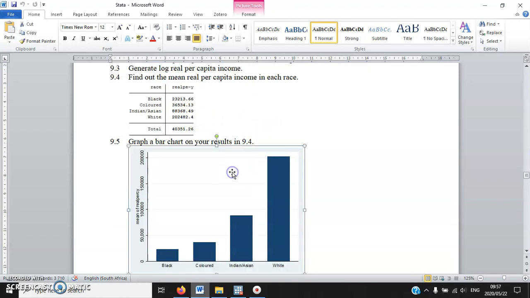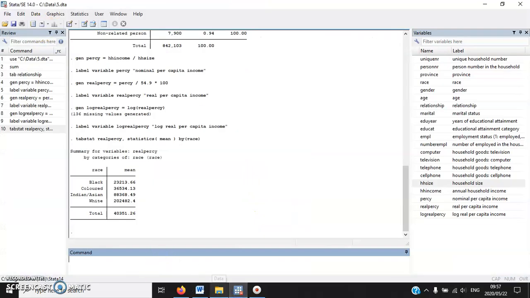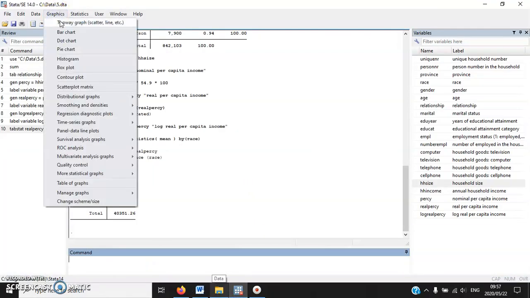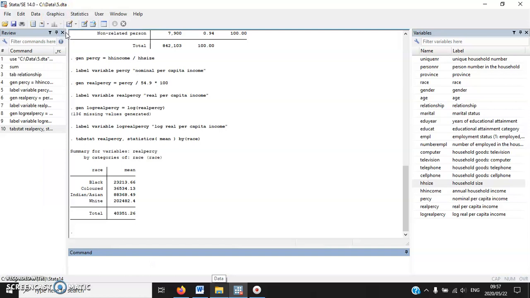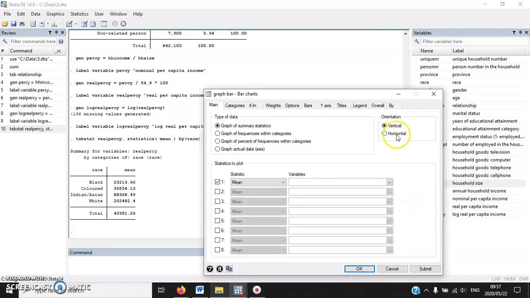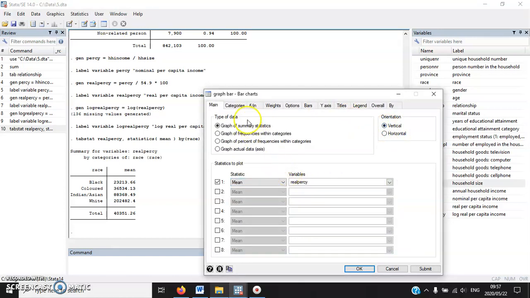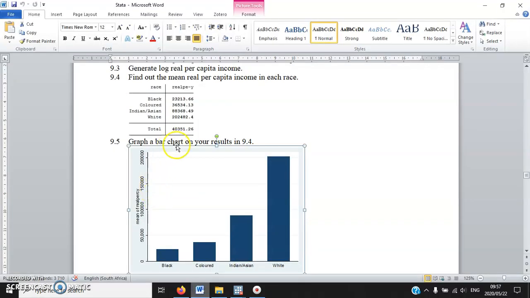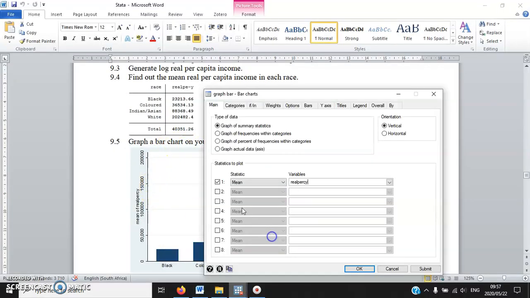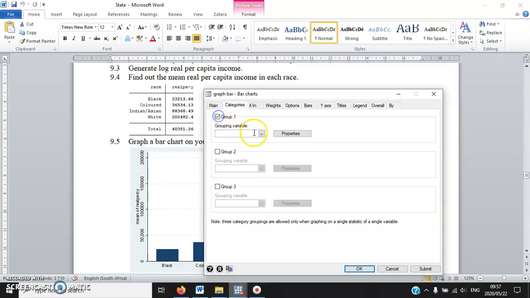Okay. And then 9.5 simply asks, can you do a bar chart on your results from 9.4? So this is a vertical bar chart. Okay. So we go to graphics, bar chart. Okay, vertical bar chart, mean of real per capita income. That's not the log. I just want to double check. Okay, yeah, not the log one. And then over race.